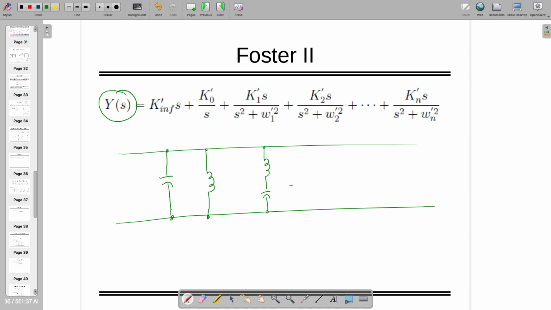So we are stopping ourselves here. So it's the same thing. First one will be K in farad. This is 1 by K0 prime Henry. Now you have to find out this one because here admittance becomes impedance and impedance becomes admittance. So the units are getting changed.